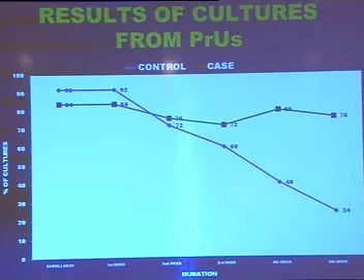So these are the results of the cultures from the pressure ulcers. At the time of enrollment, 92% of the cases and 84% of the patients in the control showed contamination. By the end of the 5th week, 24% of the patients in the cases had contamination, and it was 76%, almost at the same level, in the controls.